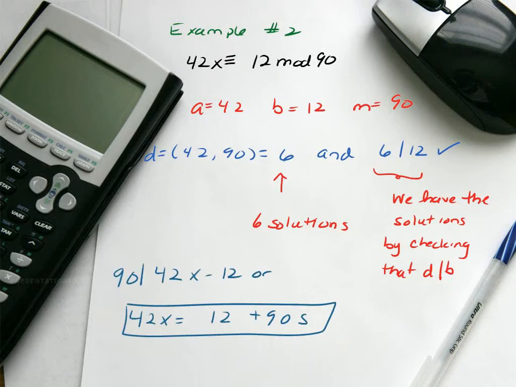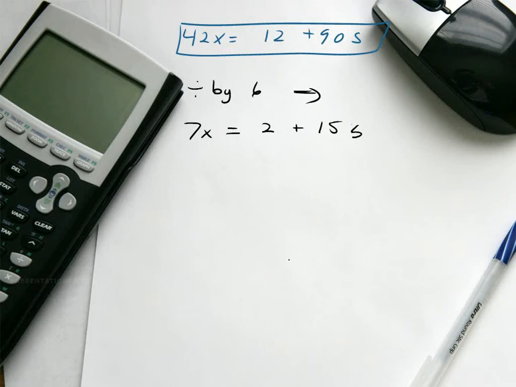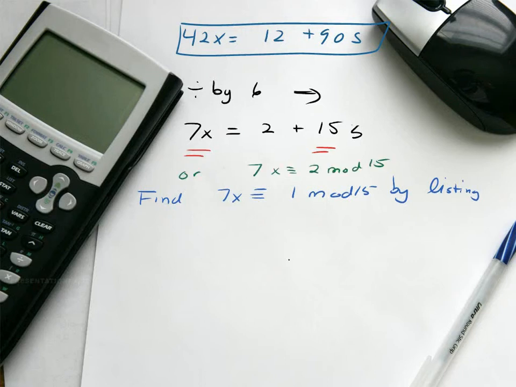So now I'm going to go to my reduced equation. I get the reduced equation by taking it and expanding by definition of congruence. And I get this reduced equation, which is really the same thing as 7x is congruent to 2 mod 15. Now I'm going to find the multiplicative inverse of 7 in mod 15. So I really need to solve the equation 7x is congruent to 1 mod 15, and I can do that by listing.